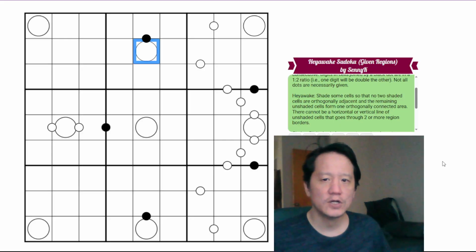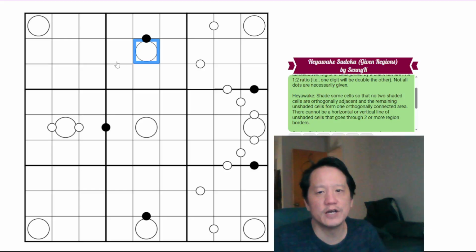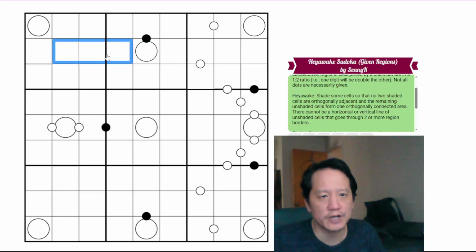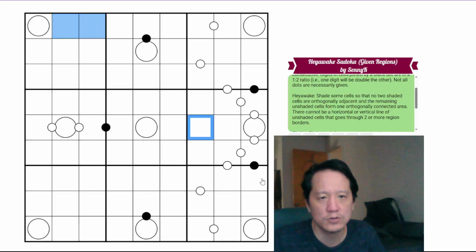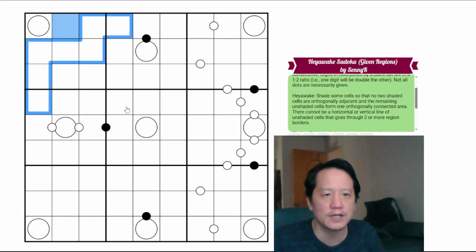Okay, so we need to shade some cells so that no two shaded cells share an edge, basically. So you cannot have shading here and then shading here. That doesn't work. All the unshaded cells form one orthogonally connected region.